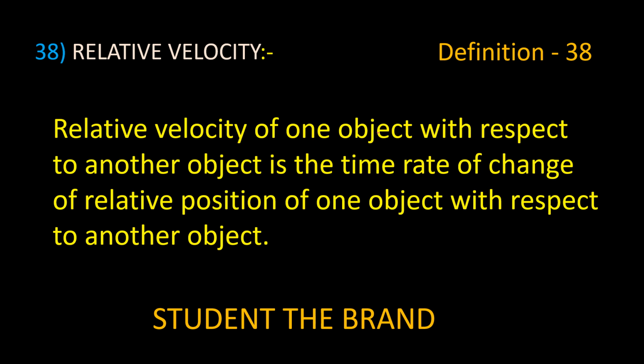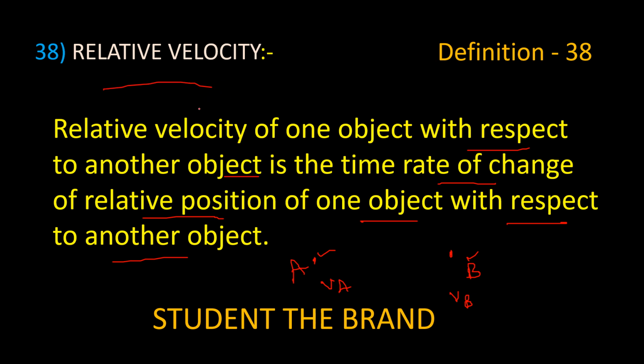So next, relative velocity. Relative velocity of one object with respect to another object is the time rate of change of relative position of one object with respect to another object. So if one object is moving, suppose I am taking A and suppose I am taking B. If I take A with respect to B, we are comparing the velocity of A with respect to the velocity of B. So when you mention "with respect to", it is relative velocity.